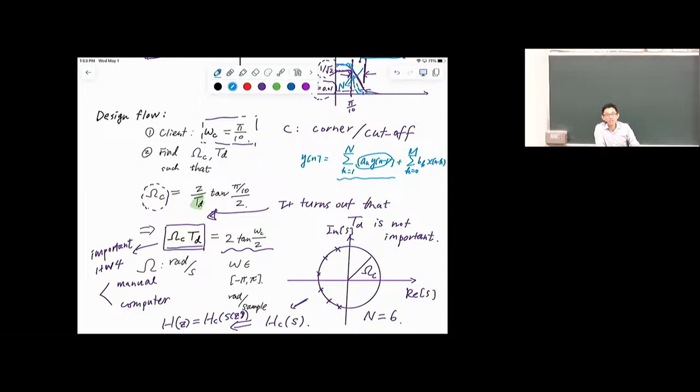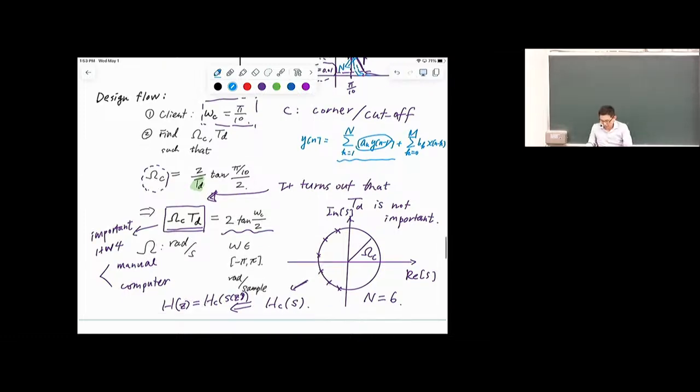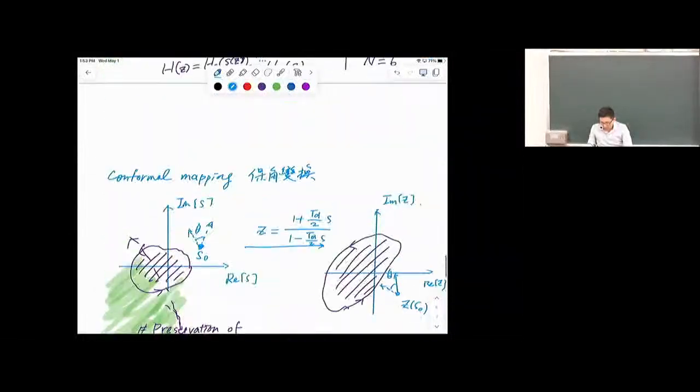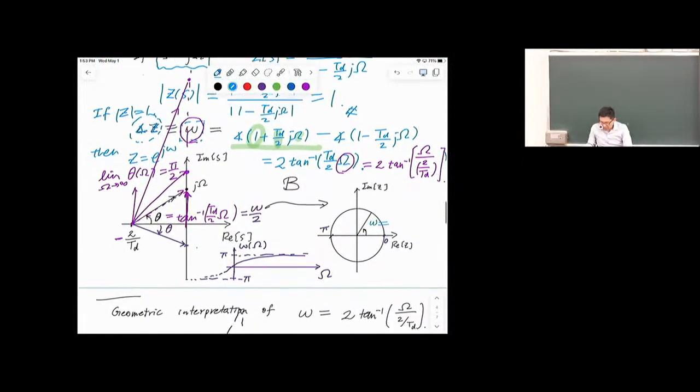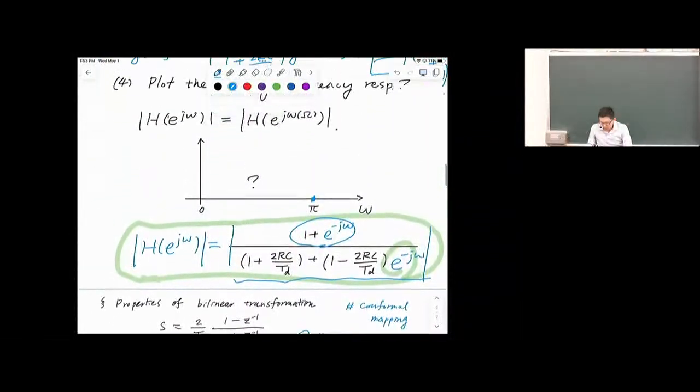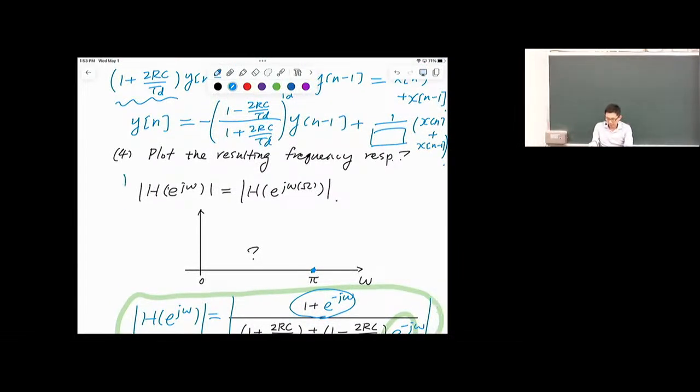Okay, so the question is, will we really obtain a frequency response that looks the same in the Z domain as in the S domain? They will. Will they look similar? That's a good question. Let's go back to here. This is my answer right here.